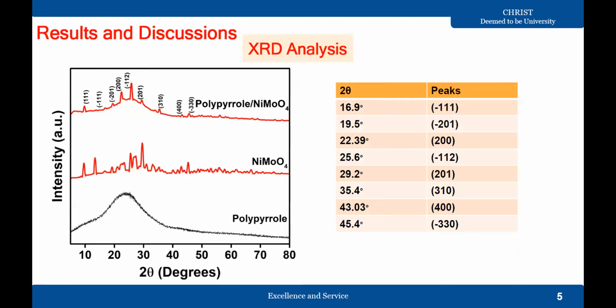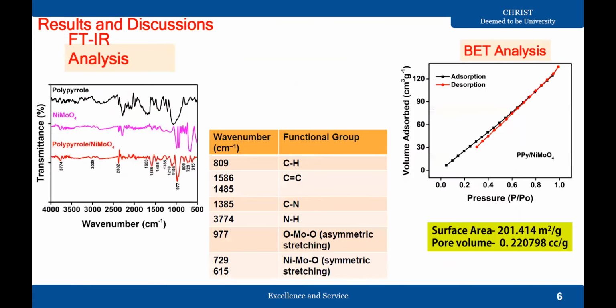Next slide, please. Various characterization techniques were performed. First one is the XRD analysis, which shows that the polypyrrole nickel molybdate composite has peaks for both polypyrrole and nickel molybdate, which are indicated in the table. Next slide. Similarly, for FTIR analysis, the bands for both polypyrrole and nickel molybdate indicate that specific functional groups were present in the composite. The BET analysis showed that the surface area was 201.41, indicating a large surface area, which helps in better adsorption of cationic dyes. Similarly, pore volume was 0.22 cc per gram. Next slide, please.